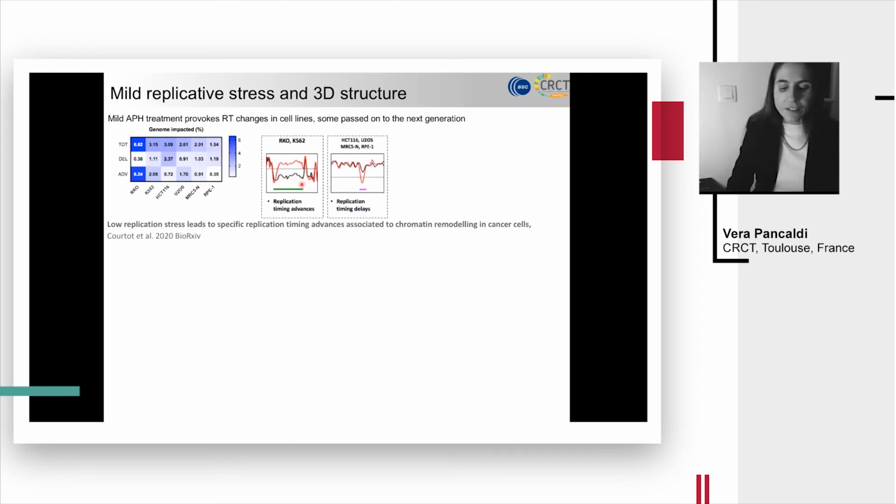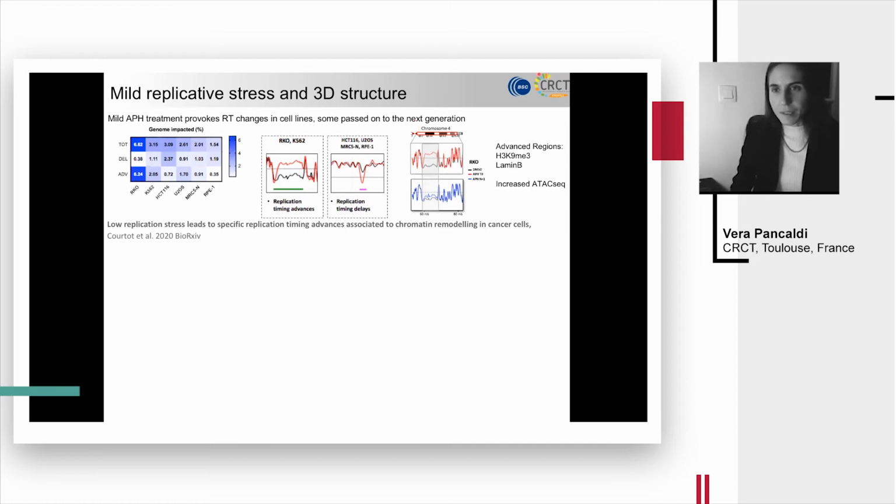But the interesting part is that even though they were finding it very hard to see the effect of these changes in replication timing on the same cells that were being measured, they found that some of these changes in replication timing could be inherited by the next generation of cells that come from the cell that was originally stressed with APH. So now this opens a lot of interesting questions, because we would have to know if the mild replicative stress that they applied could change 3D structure, because a replication timing change is very likely associated with a change in chromatin structure.